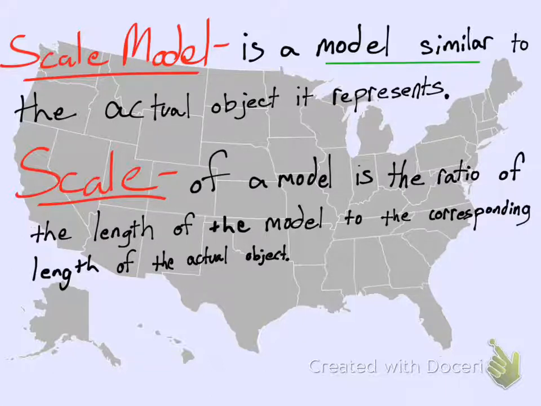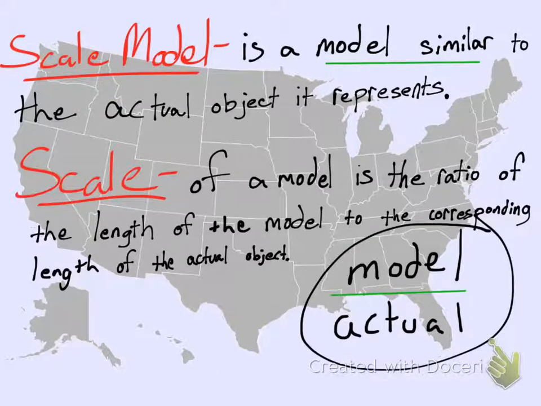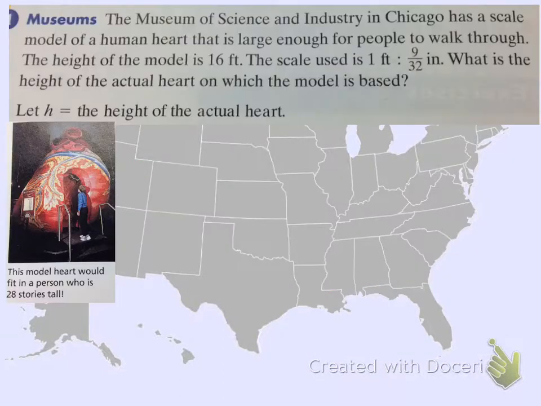Now, the scale of a model is the ratio of the length of the model to the corresponding length of the actual object. So this is what I want you to write down. This is really important. This will help you out. It says the length of the model, so this is model, to the corresponding actual object. So we always do model over actual. So let's do an example.